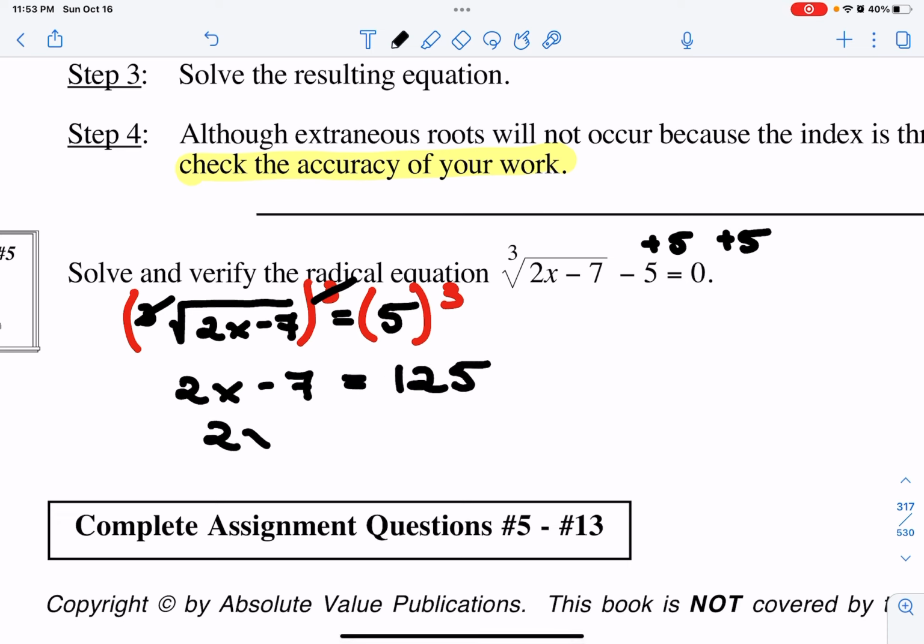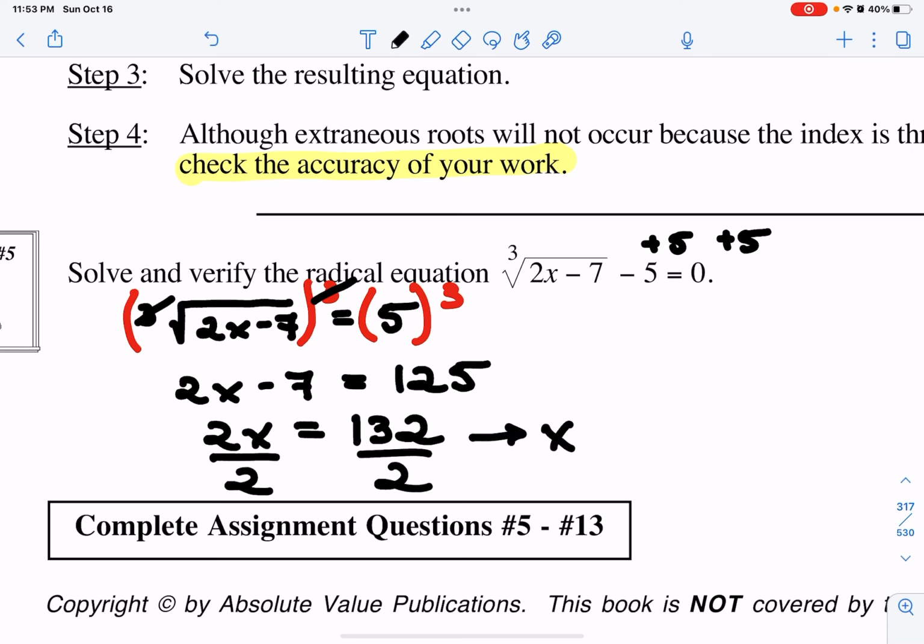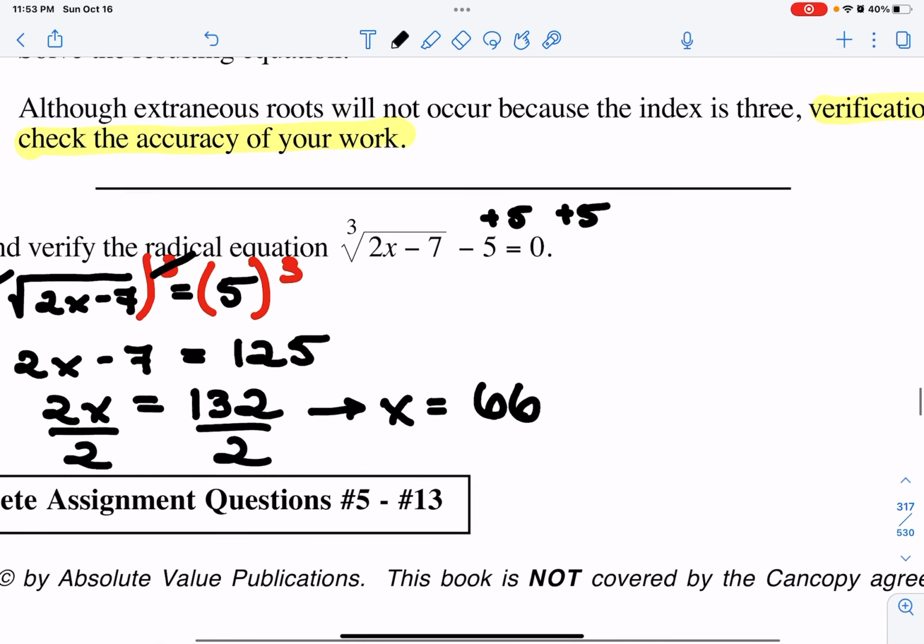And now I'm going to go 2x is equal to, I add 7 to both sides. 125 plus a 7 will give me 132. And now I divide both sides by 2 to isolate x. Therefore, x is equal to, well, 132 divided by 2 is 66. So we get an x value of 66. Let's confirm that this is true by verifying.